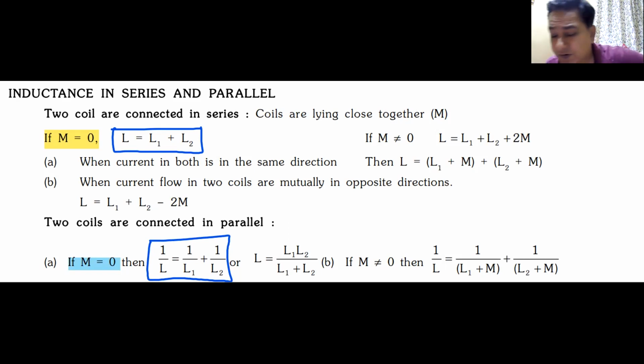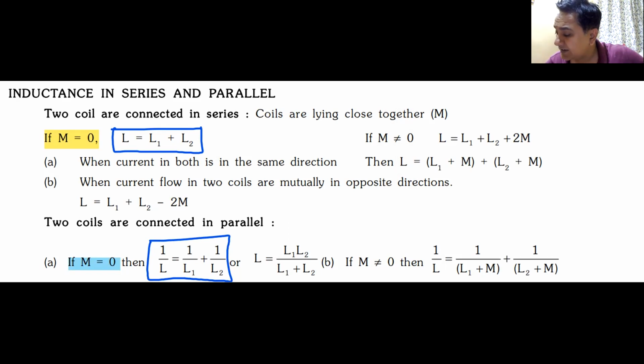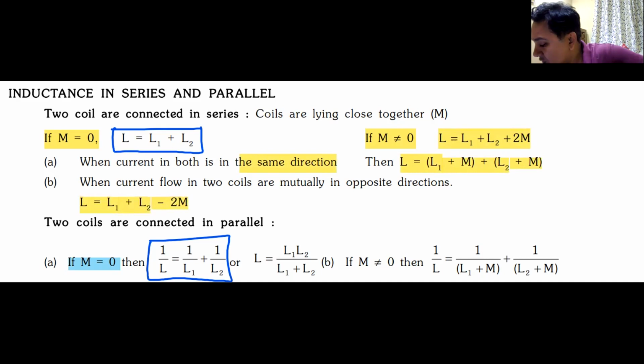There might be a very difficult case, and I don't think this will come because this is most probably out of your JEE syllabus. If mutual inductance is not equal to 0, though I've once seen a question coming on this in one of the JEEs, and they carry current in the same direction, then your effective L will be like this. If they carry current in the opposite direction, your effective inductance will be L1 plus L2 minus 2M.